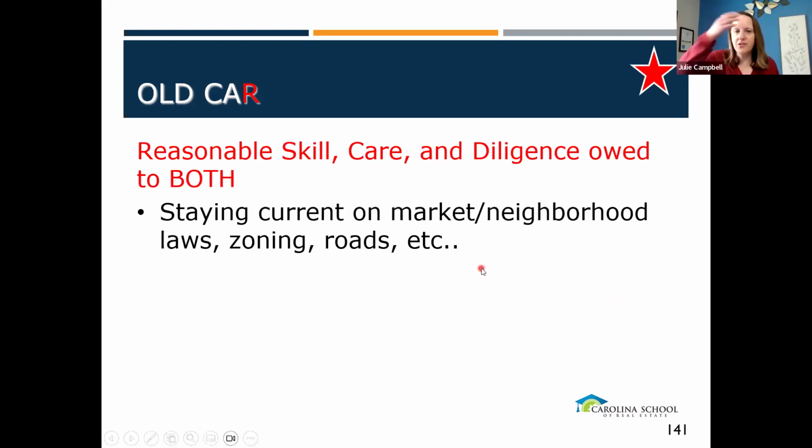Reasonable skill, care, and diligence for both. What have we been saying? We need to stay current on the market. We need to be experts of the market. Houses come and go. Buyers and sellers come and go. You know what remains? The market. Studying the market, knowing what's going on in the market is one of the best things that we can offer our buyers and sellers. Being familiar with zoning changes, NCDOT road proposals.